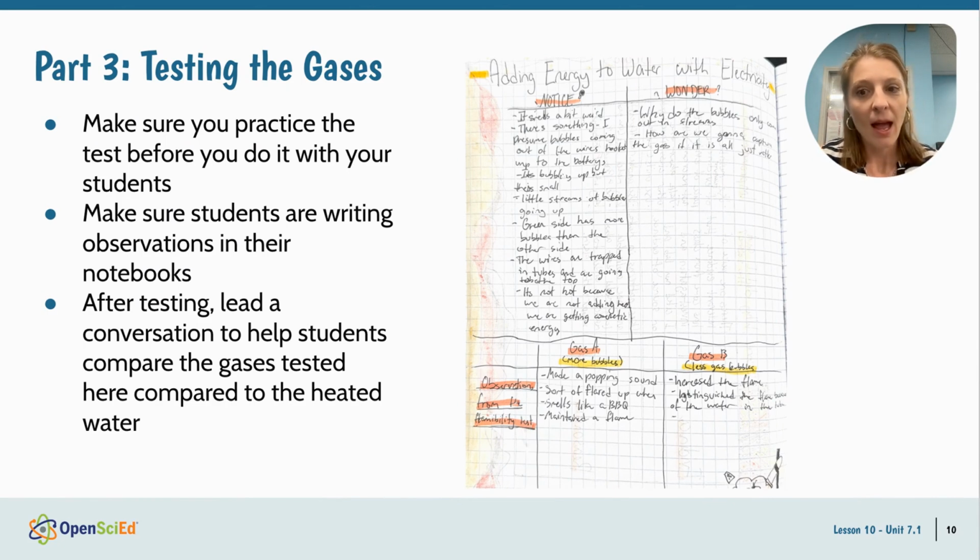And then finally, after testing, don't have the students go back to their seats immediately. Lead a conversation with your students to help them compare the gases that we tested in lesson 10 to when we tested the gas in lesson 9. We really want them to see that they are different gases, and that while in lesson 9 they're made of the same particles, in lesson 10 they're not made of the same particles. Ask them to use evidence and really point to our key model ideas poster here.